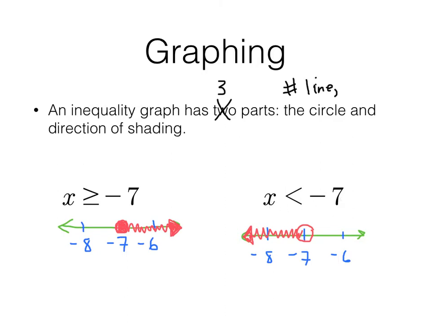Let's think about that real quick. Is negative 7 less than negative 7? Well, no, of course not. They're equal. So you have an open circle over here when you have just less than or just greater than. You have a closed circle when you have an or equal to symbol.